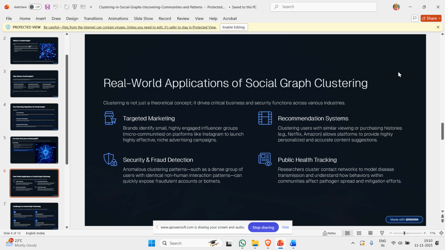Public health tracking. Researchers cluster contact networks to model disease transmission and understand how behaviors within communities affect pathogen spread and mitigation efforts.